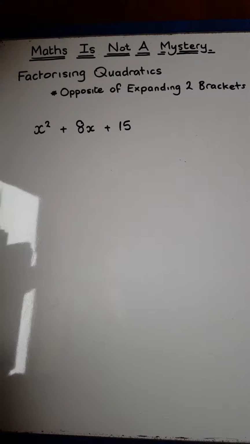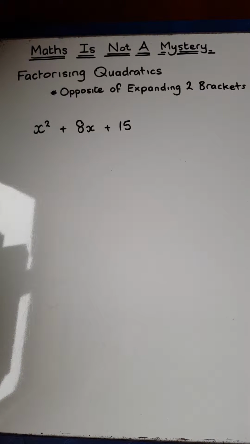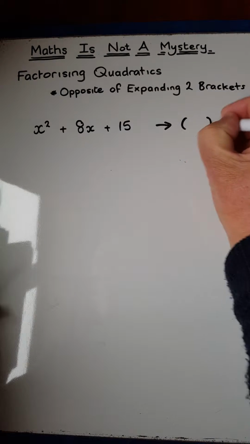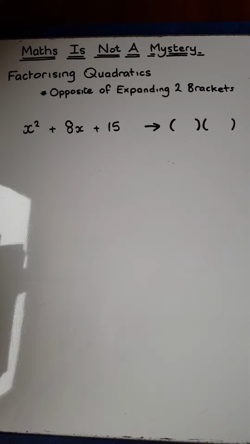Hello. We're going to be looking at factorising quadratics today. Factorising quadratics is basically the opposite action to expanding two brackets. So you're going to get a question that looks like the one I've written out here, x squared plus 8x plus 15. And what you're going to be expected to do is to end up with an answer that is two brackets next to each other, like that.